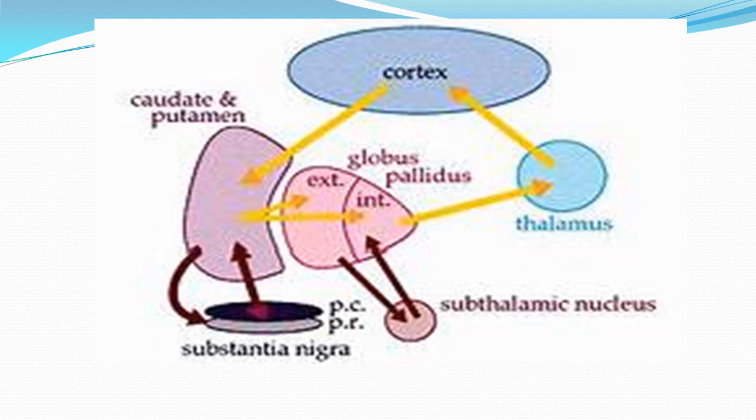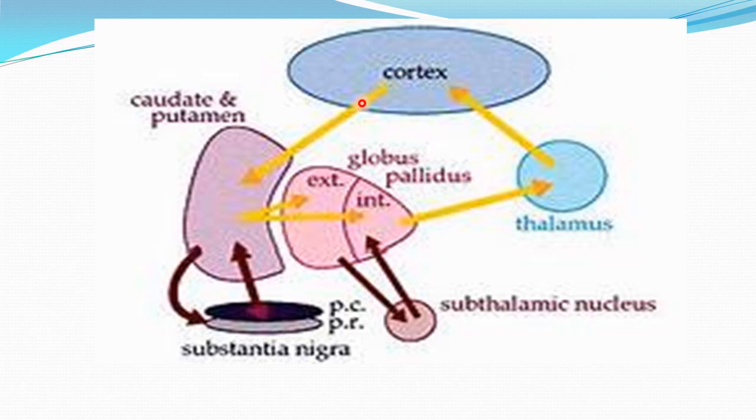See in this diagram, here is the cortex. From cortex, fiber passes to the caudate or putamen. I will discuss later on what is the caudate circuit. It passes to the putamen. From putamen to the globus pallidus internus. From globus pallidus internus to the thalamus. From thalamus to the cortex. This pathway is known as direct pathway.